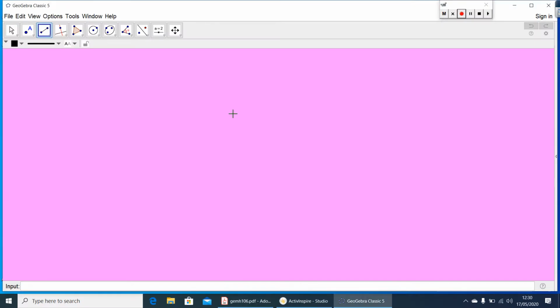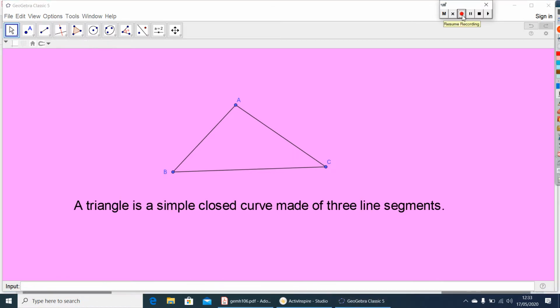Let me draw a closed figure using three line segments. This figure you can call a triangle. So a triangle you can define as... these line segments we can call sides. A triangle has three sides, three angles and three vertices.